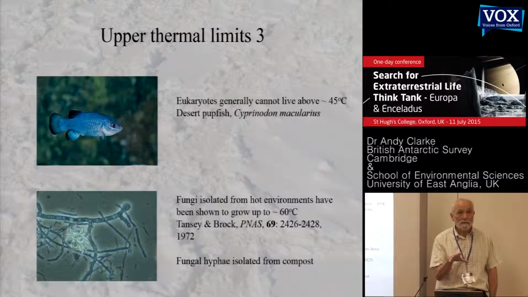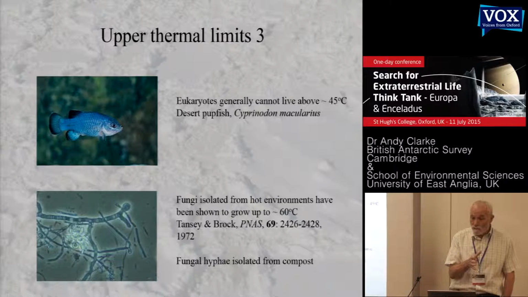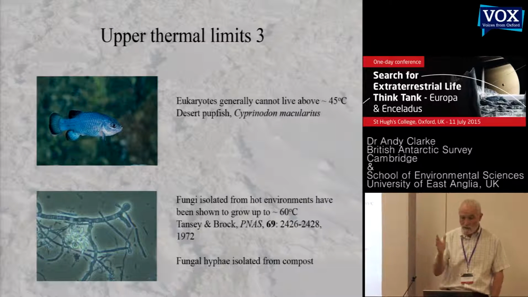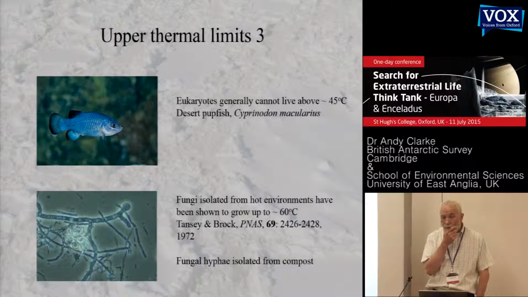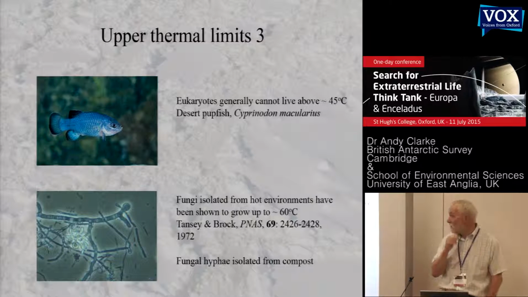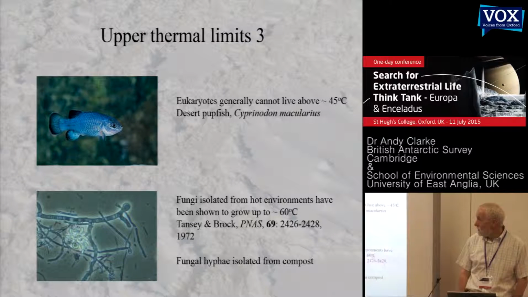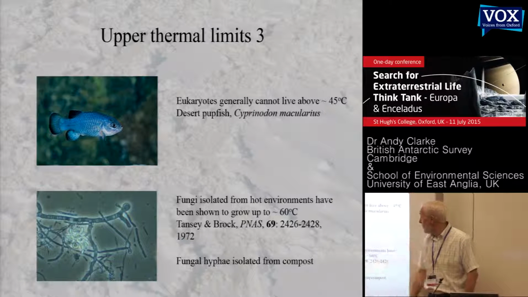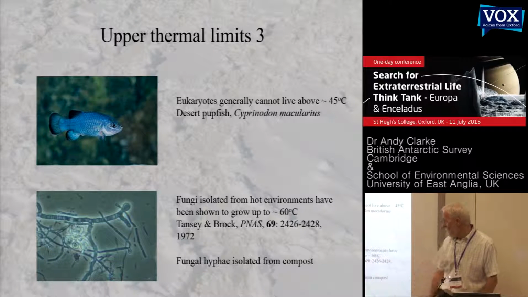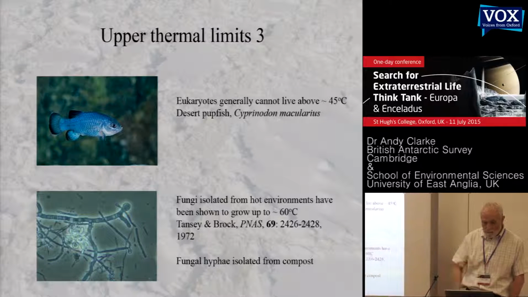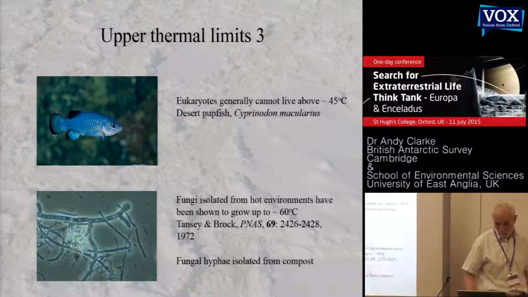Those are archaeans. The high limit for bacteria is around 100 Celsius. I'm not showing you any data because this is a short talk. If we move to complex organisms, eukaryotes, the upper thermal limits are much, much lower. Generally, a eukaryote cannot live above about 45 Celsius, and the limit for a vertebrate is the desert pupfish, which lives at about 43. There are some fungi which have been isolated from very hot environments, and they appear to grow up to about 60 Celsius. This is an image of fungal hyphae isolated from a compost heap.